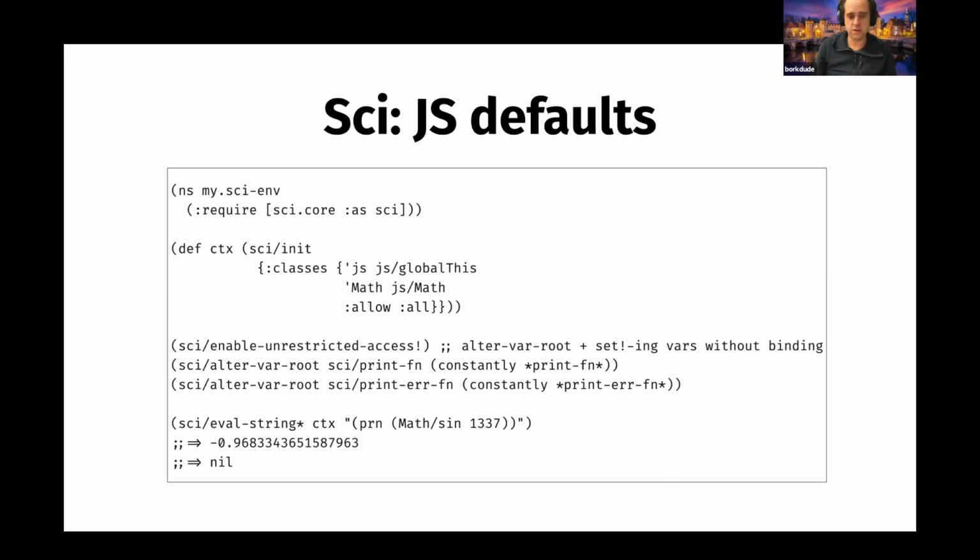So if you have configured it like this, you can do print Math/sin 1337, and then it prints a number and it returns nil.